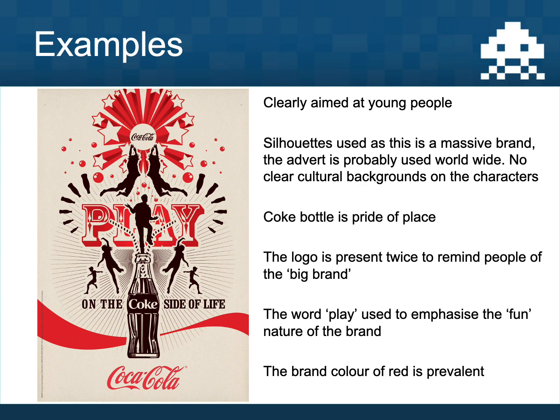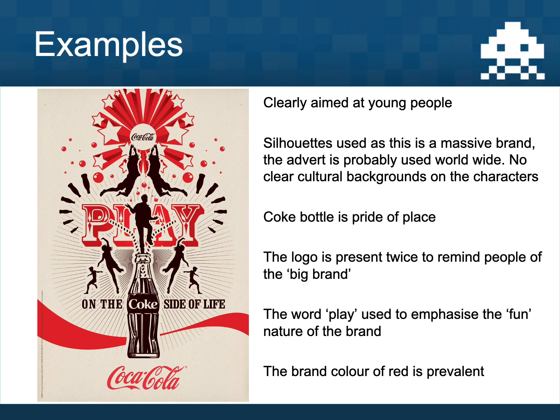Now for me, the Coca-Cola advert is clearly aimed at young people. There's lots of bright colours, there's lots of people having fun. They're showing off that brand as a fun brand to be a part of. The silhouettes are used within the brand, therefore the advert can be used worldwide. There's not a particular race of person on there, it's not for a particular market, for example, different cultural backgrounds. The Coca-Cola bottle is definitely in the middle of the advert, it's a pride of place.